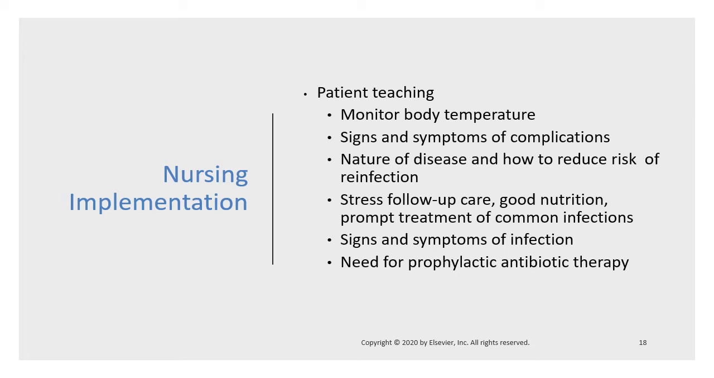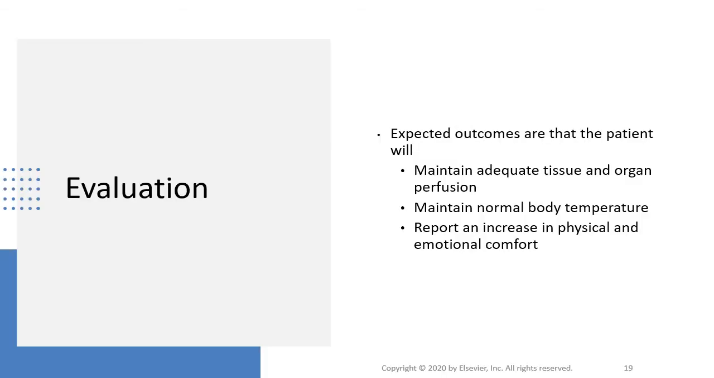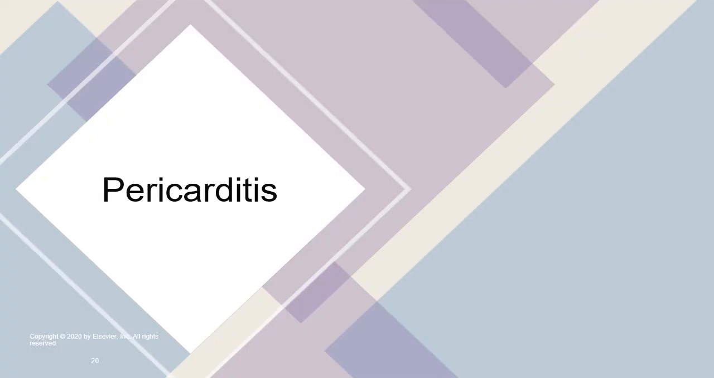Teach the patient and the caregiver the nature of the disease and how to reduce the risk of reinfection. Explain the relationship to stay healthy. Teach the patient about the symptoms to report that may indicate another infection. Finally, explain the importance of prophylactic antibiotic therapy before certain invasive procedures. Finally, our evaluation focuses on maintaining adequate tissue and organ perfusion, normal body temperature, and increased physical and emotional rest.